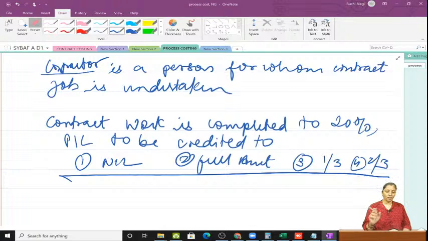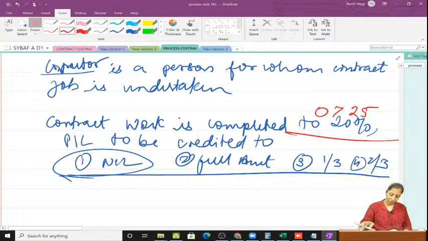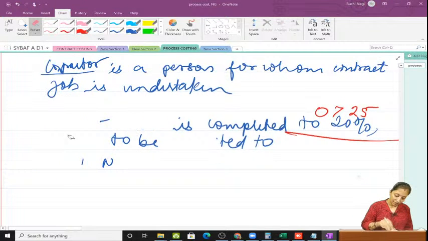Nil, full amount, 1/3 or 2/3. Okay, when I was revising the chapter, I had said you have to remember the ranges: 0 to 25, greater than equal to 25 but less than 50, greater than equal to 50 but less than 100, and exactly 100. Yeah, very good Vaibhavi, absolutely correct. Nothing will go. Okay, why? Because you are coming in the first range, 0 to less than 25.